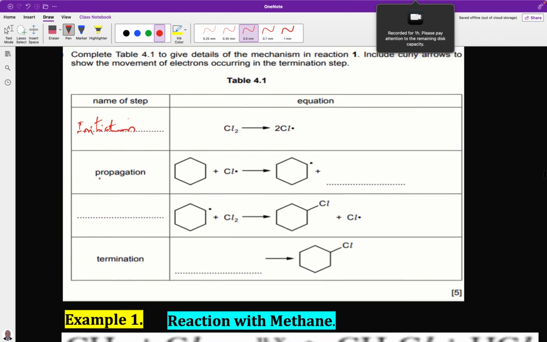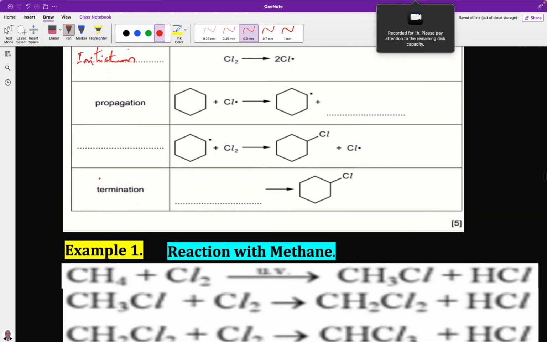Propagation. We say propagation is continuous homolytic fission. Now this is a free radical. A free radical needs something. There must be homolytic fission here to produce a molecule. This is a free radical that has been produced. What is always the product? From the cyclohexane, here you will see that this is a free radical, and the other product is HCl. HCl is always a free radical and hydrogen chloride.